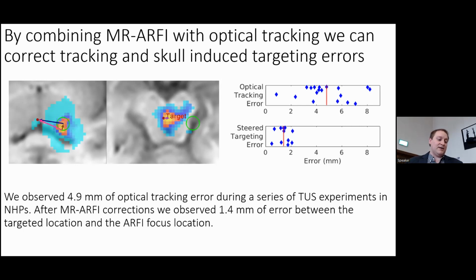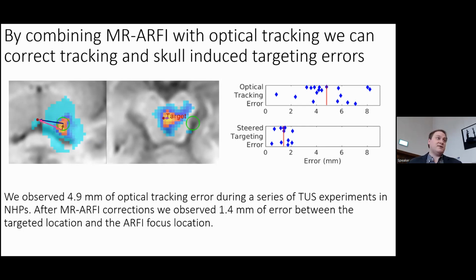We have a target that you can see off to the left side of this image. You can see we didn't do a great job of putting the transducer on the target this day. We had a little bit of lateral error, which you can see from the ARFI not being aligned with that green circle. And we're able to then use that information to correct the beam and hit the target, which you can see in the center image.